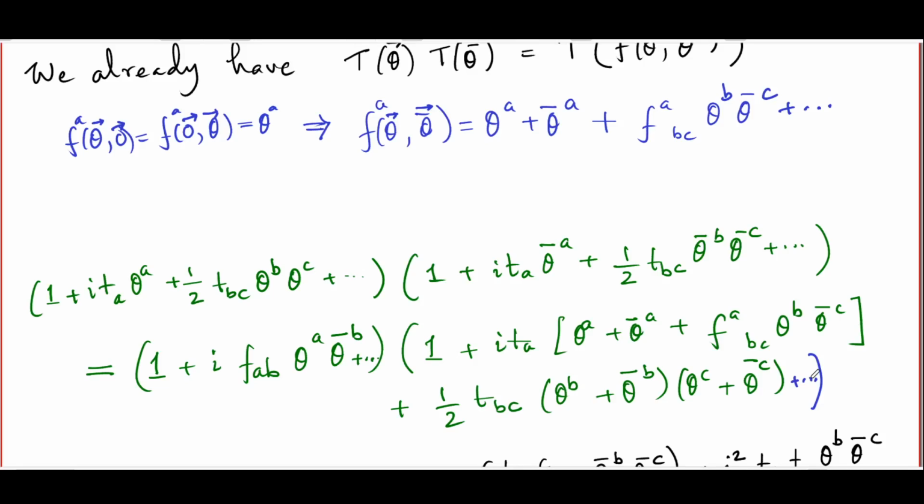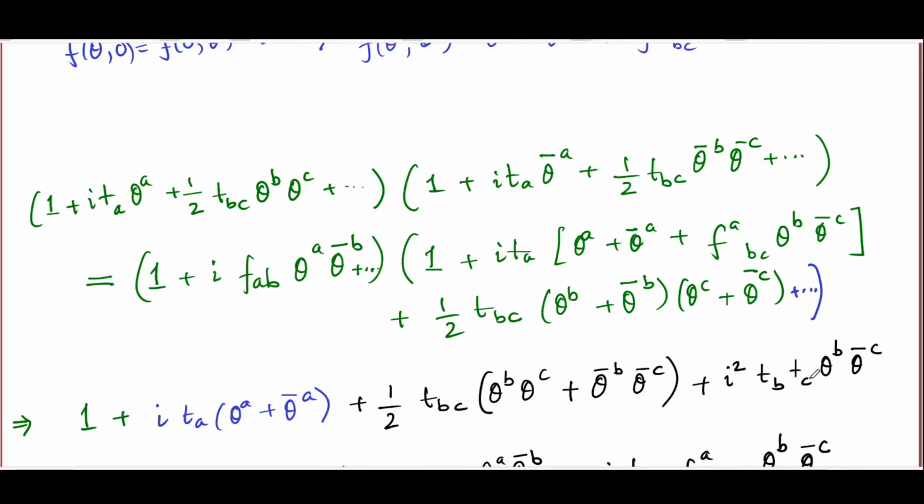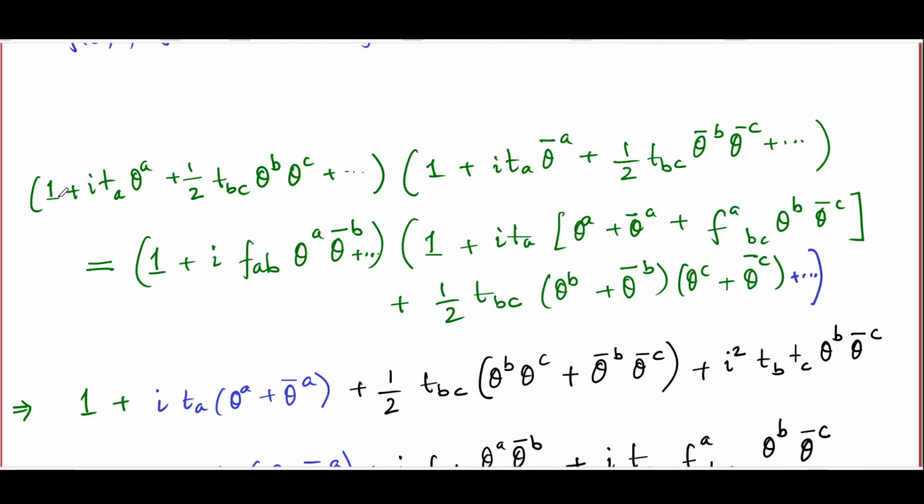Now, all we have to do next is just expand this thing out and compare terms order by order on both sides. The left hand side expands out rather simply. You get identity times identity giving you this. ITA theta A times identity and identity times ITA theta bar A gives you this linear term. Then you have to be careful about gathering the quadratic terms together. One quadratic term you immediately get is this thing times this identity, which is this one. The other quadratic term you have on the left hand side is the product of these two.